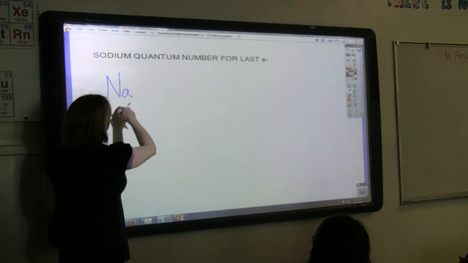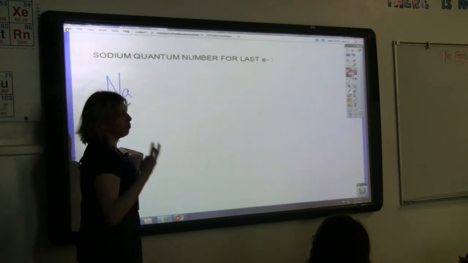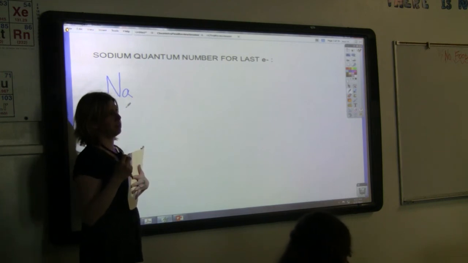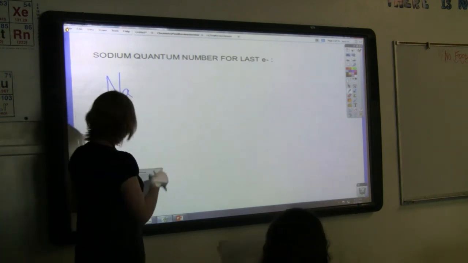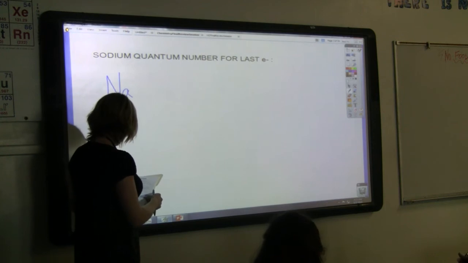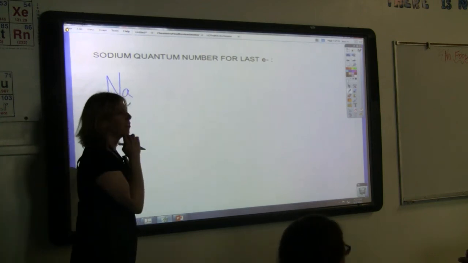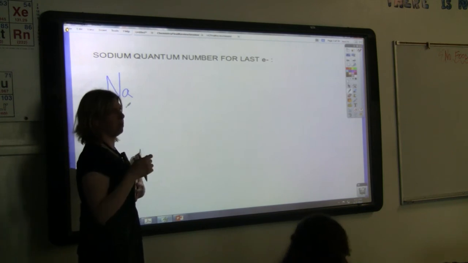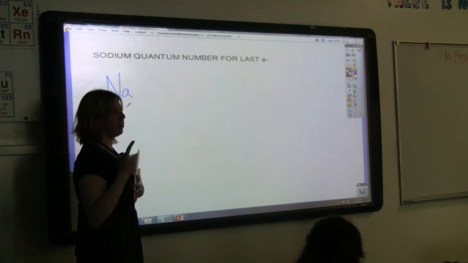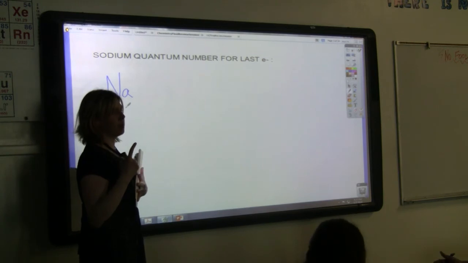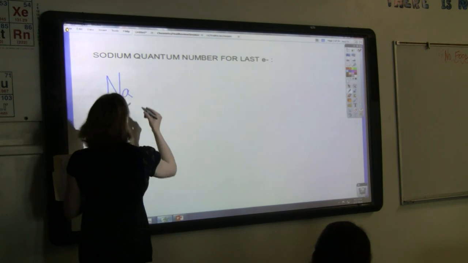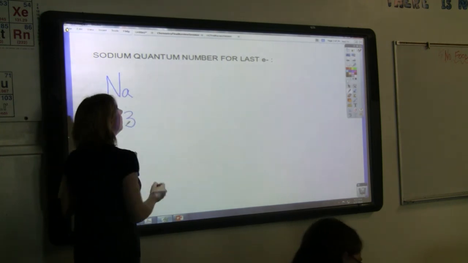Alright, so we have sodium. Quantum numbers. Those are the four numbers that give us the address. So for sodium, what are the four numbers for the last electron? That's going to be where sodium actually is on the periodic table. So the first quantum number is what? 3, the row. And sodium, yes, is in row 3.